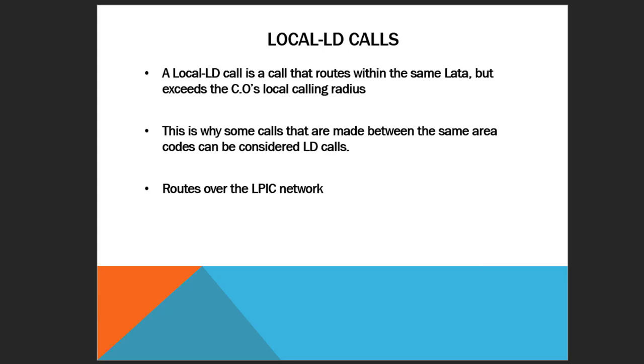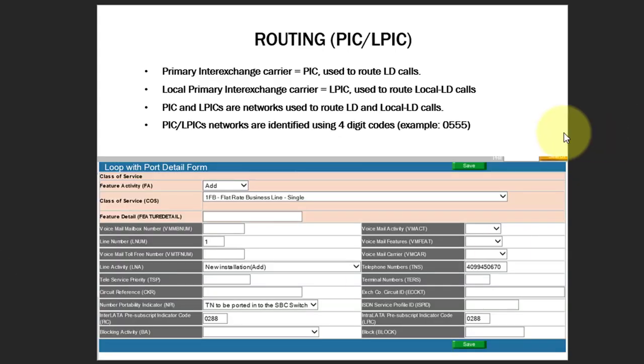And kind of going back on that, I know I was talking about the PICs. The PIC for Granite LD would be 0555. With LPICs, the local long distance routing network, the local carrier actually determines what local long distance network it'll be using. So it can differ, and it usually does.